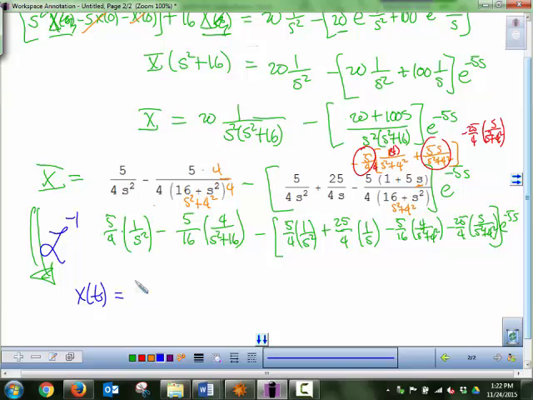Let's see how our solution might look. All right, 1 over s squared translates back into a t, right? So we have 5/4 t minus 5 over 16, and this translates back to sine. And then there's a coefficient here, so that coefficient is 4, right? Sine 4t.